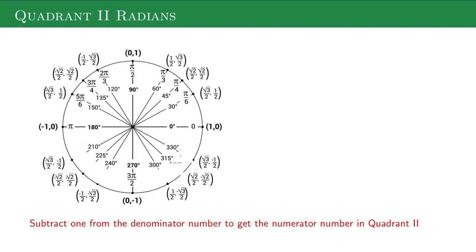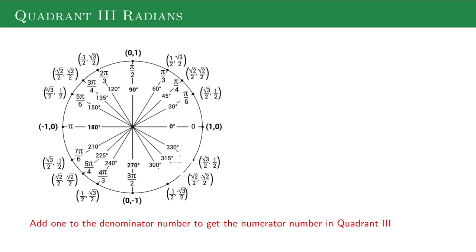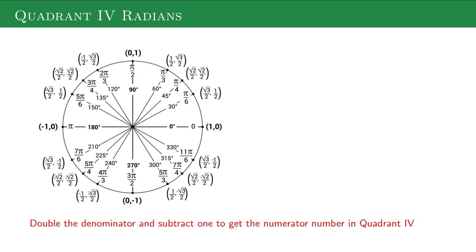But how do we figure out what the numerators are? Here in quadrant 2, we're a little less than pi, so we're going to take that bottom number and subtract 1. Subtract 1 each time. In quadrant 3, we're going to take that bottom number and add 1 each time. In quadrant 4, we double the number and then subtract 1.